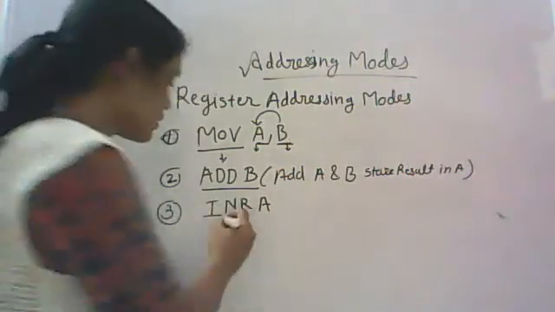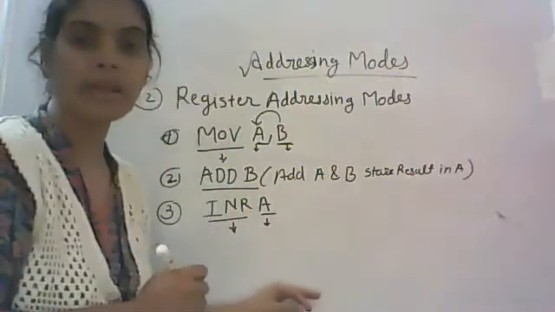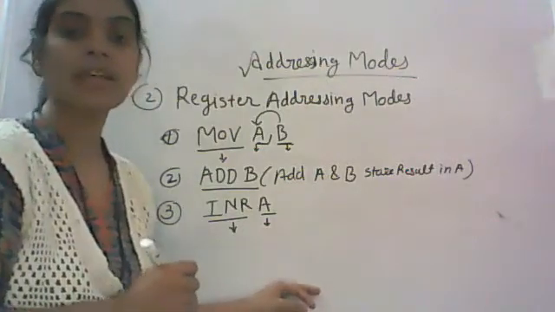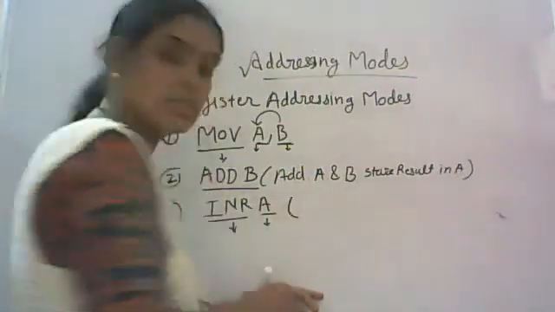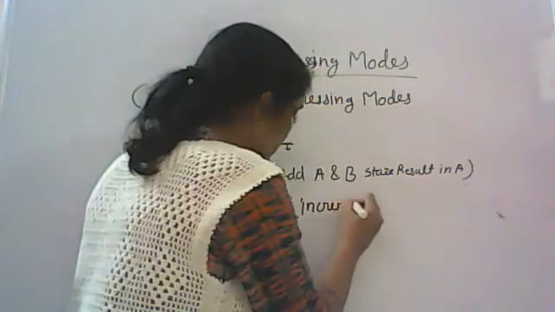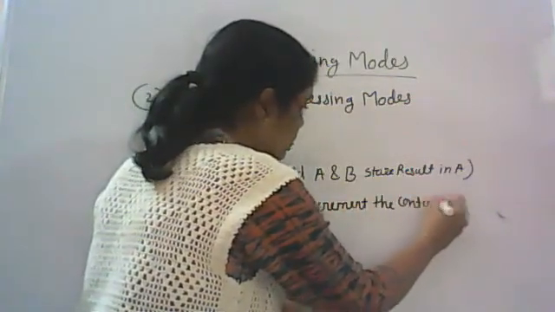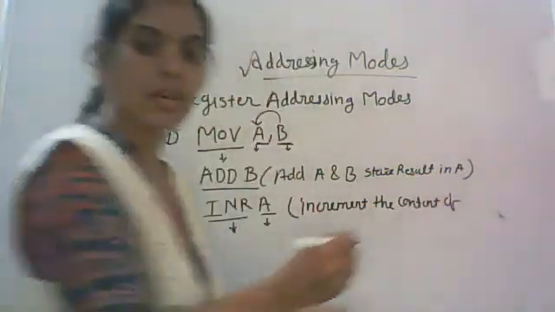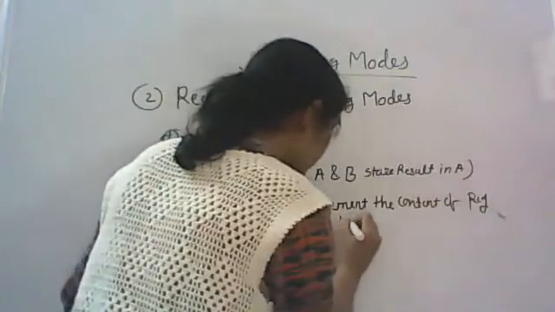In this instruction, see, this is the operation. A is the operand. In this instruction, increment the content of register A by 1. Increment the content of register A by 1.